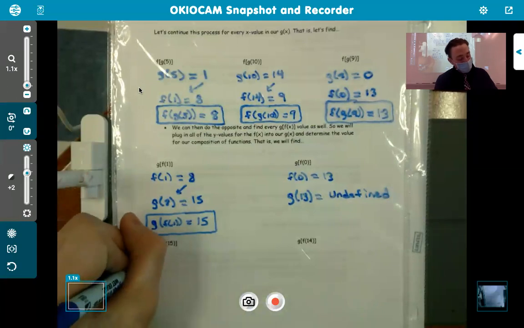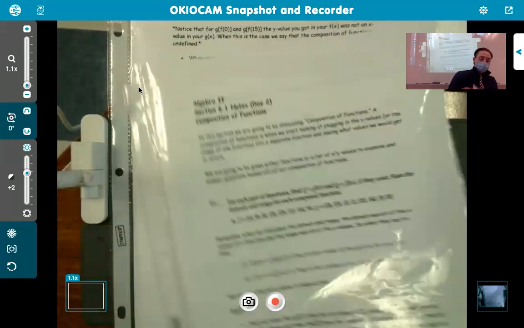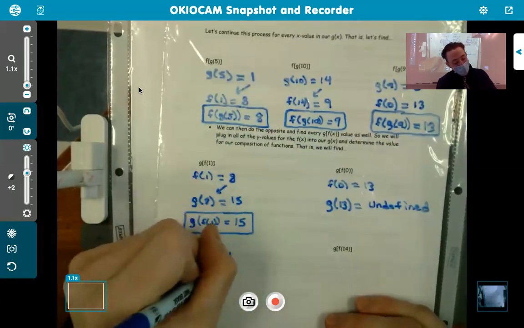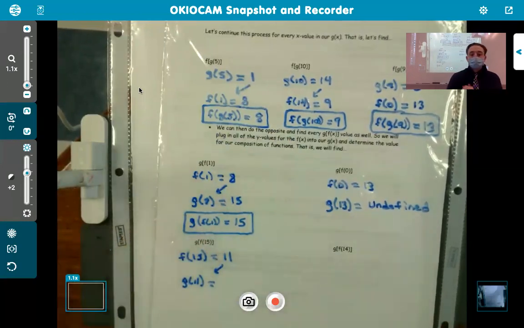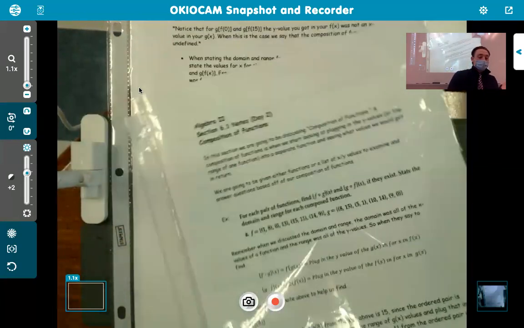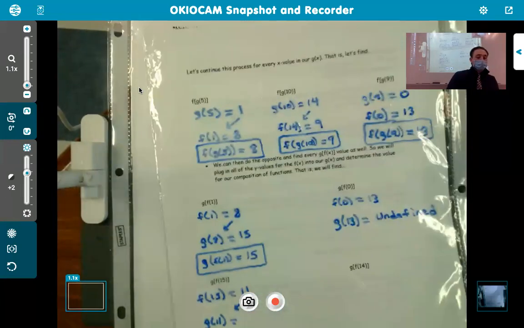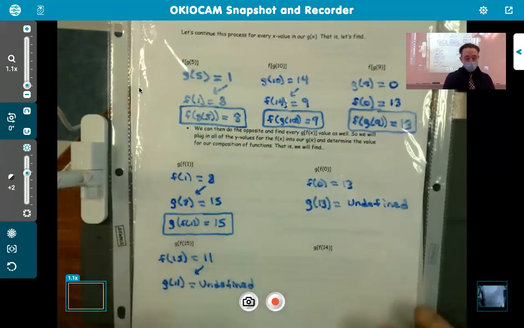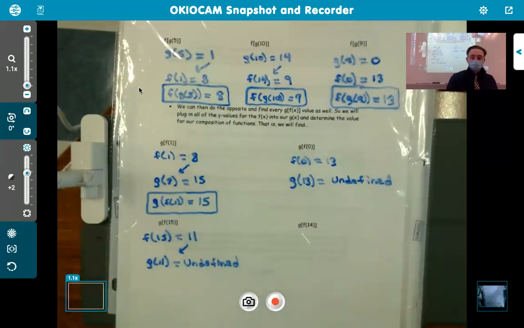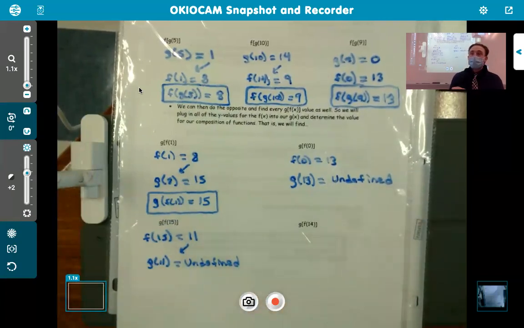Let's go to the next one. f of 15. What's f of 15 to start? 11 from that ordered pair. What's g of 11? Undefined. Good. If I look at my list, there is no 11 for x. So g of 11 is undefined. Any questions about either of those last two examples? We understand why something would be undefined.